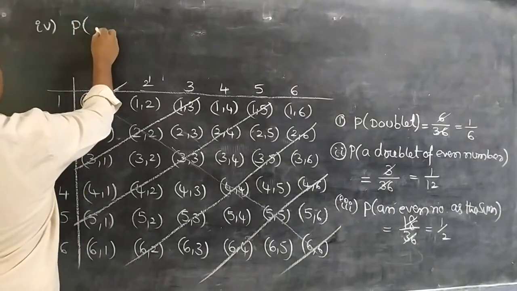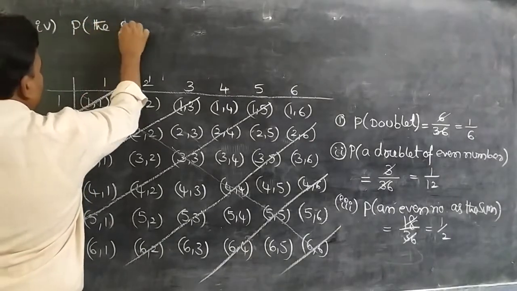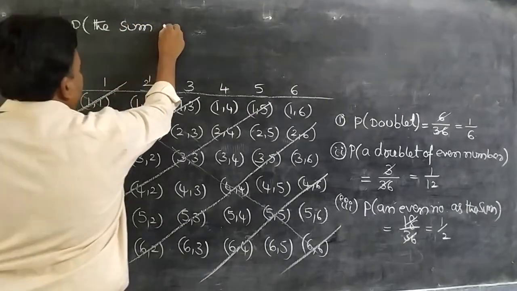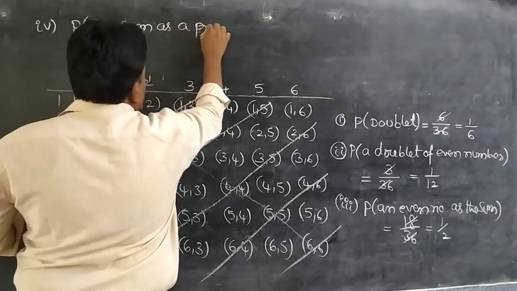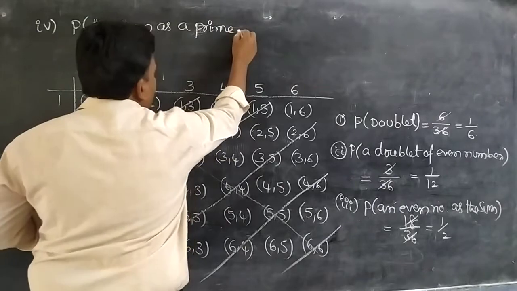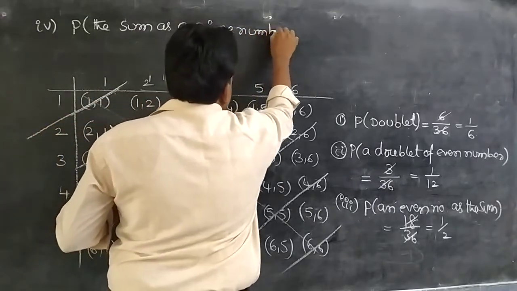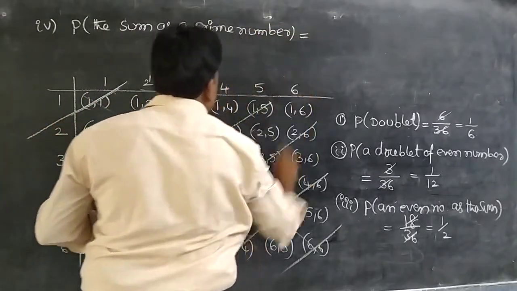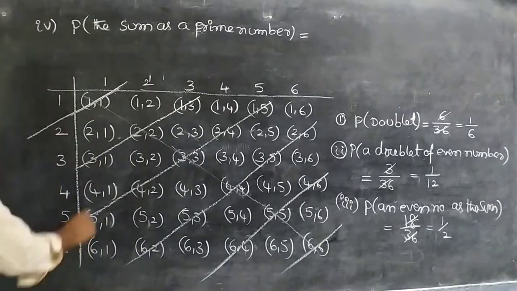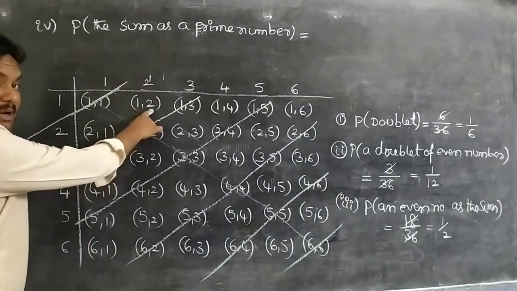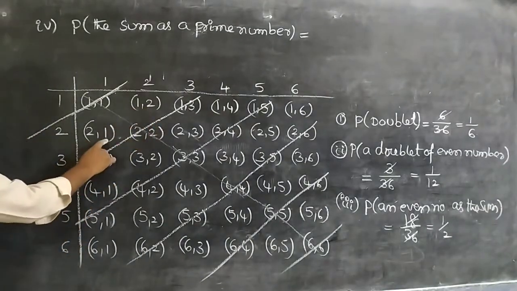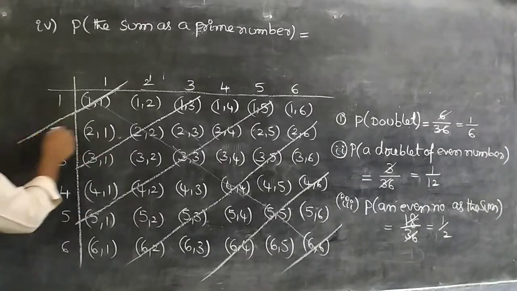Probability of the sum being a prime number. Next one, students: here, 1 plus 2 is 3. Is 3 a prime number or not? Yes. Here, 2 plus 1 is also a prime number. So we are taking it like this.